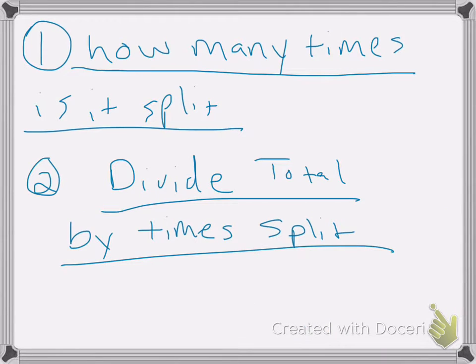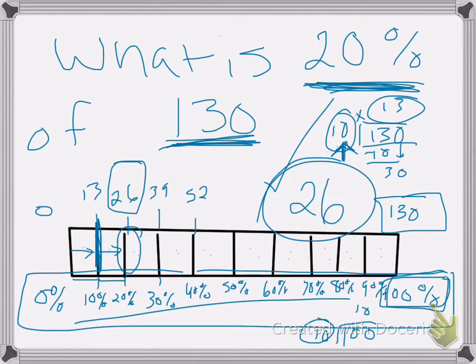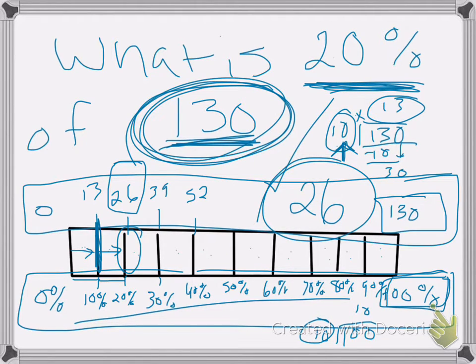Okay? So, on a percent bar, you should have the percent on it somewhere, either the top or the bottom. I prefer to put it on the bottom. Have what you're trying to find on the top. So we're trying to find out of 130, which is my total here. Okay? That is percent bars. That's what we learned today.